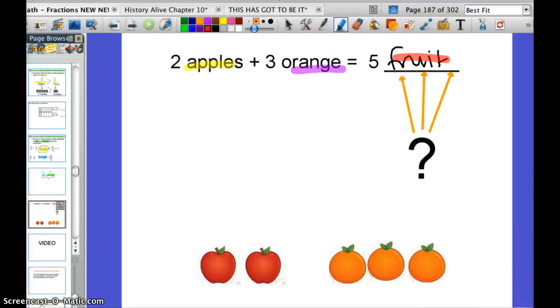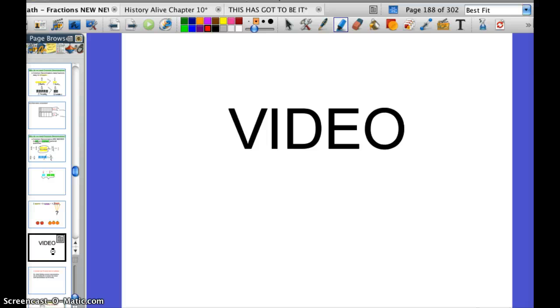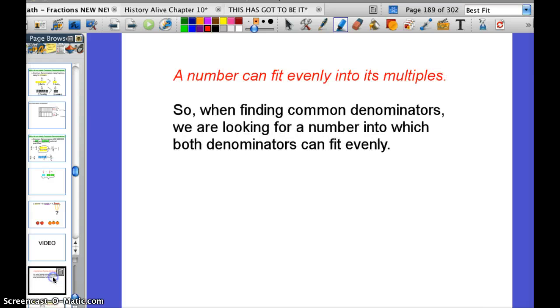So that number line showed you very clearly that the sizes of the parts must be the same in order to perform operations on the fractions. So going back to what we did when we were studying factors and multiples, you probably remember this statement in red. A number can fit evenly into its multiples.